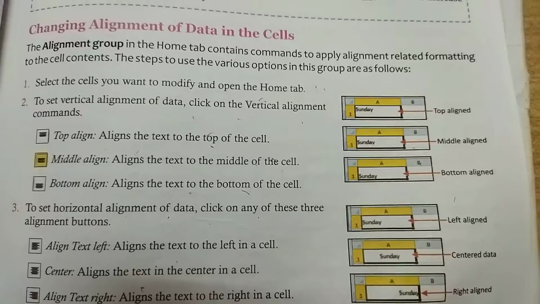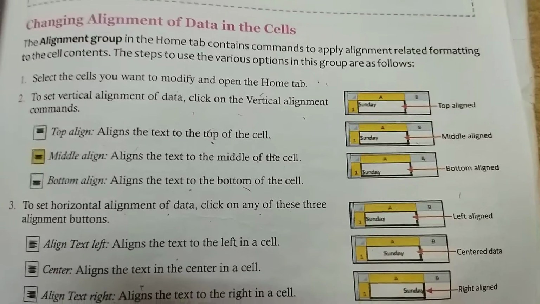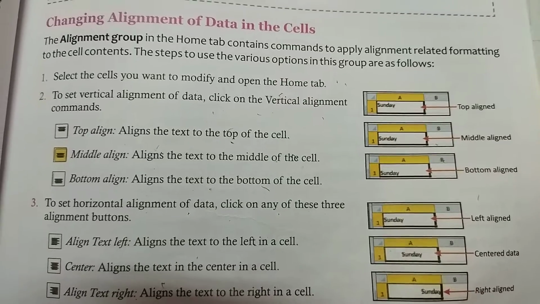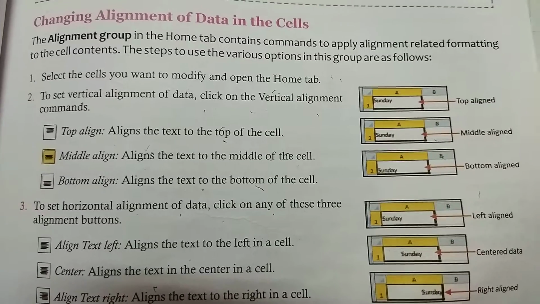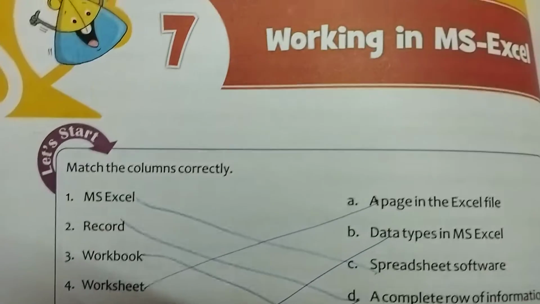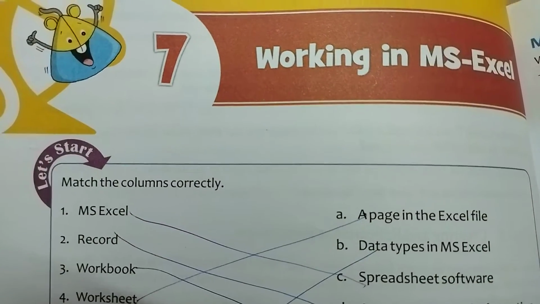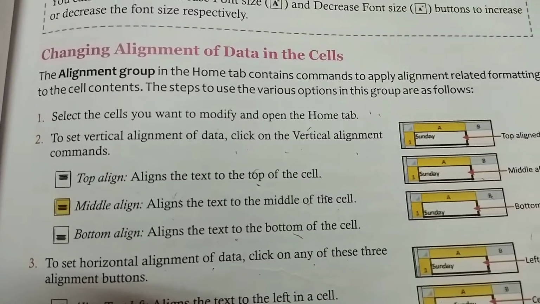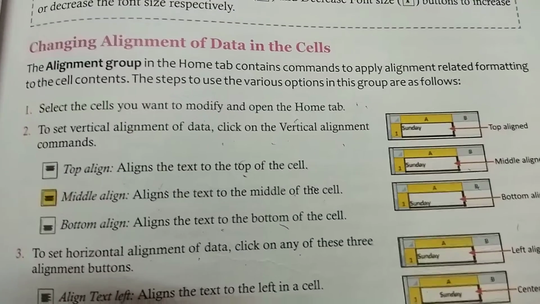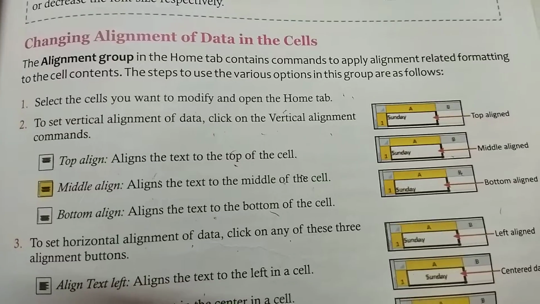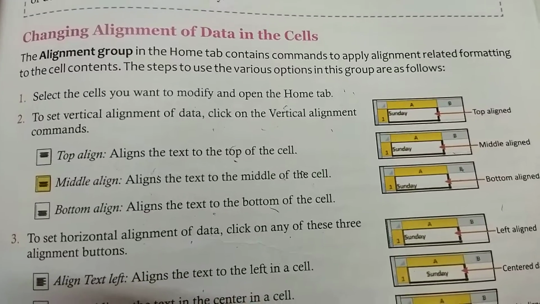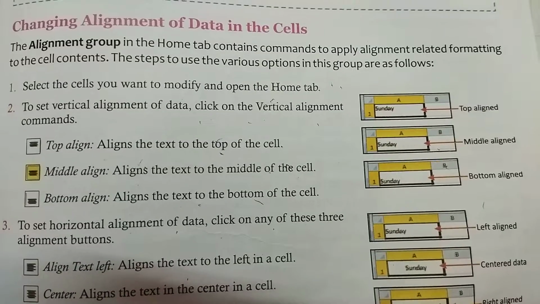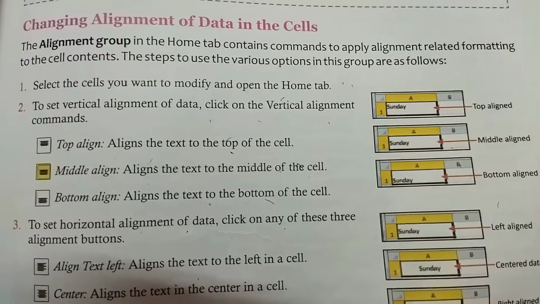So, class 6, last time we completed the topic changing font formatting. Now, today we will start a new topic, changing alignments of data in the cell. In chapter number 7, working in MS Excel, we will discuss the alignments group. The alignments group is available in the Home tab, and its commands apply alignment-related formatting to the cell contents. All our steps are available in this topic.